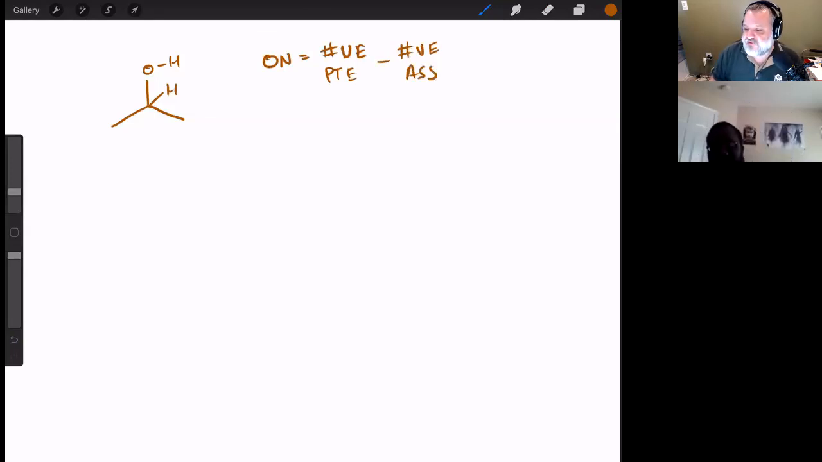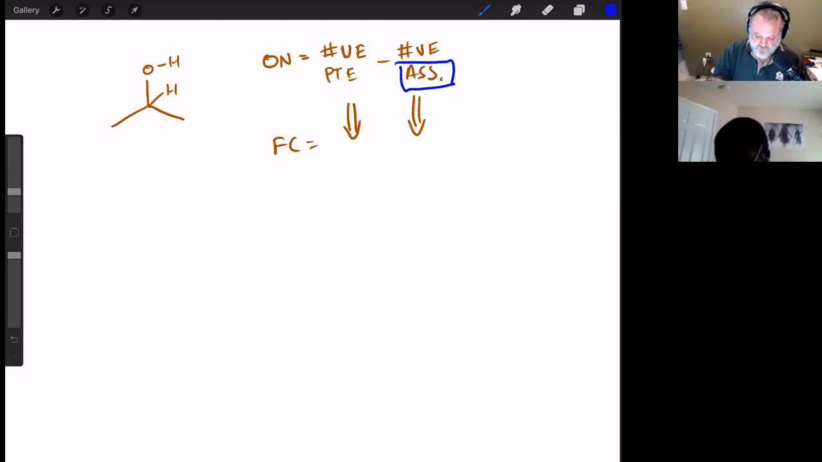And this is exactly the same way that we did something else. The oxidation number formula is exactly the same formula as for formal charge. It's exactly the same thing. The only difference is, how do we assign the electrons? When we do formal charges, we split them out evenly.